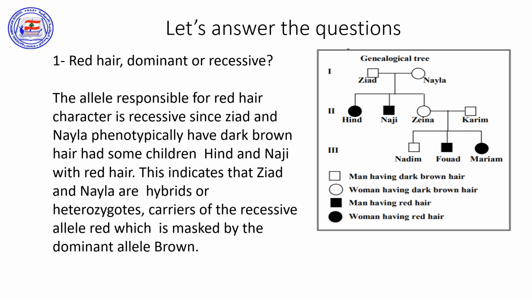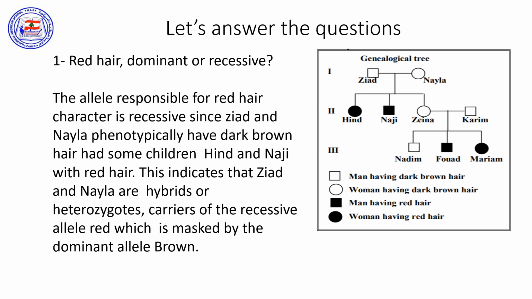Concerning the first question, whether the allele responsible for red hair is dominant or recessive, this allele is recessive. Why? If you look at the pedigree, you see clearly that Ziyad and Naila, the parents of Hind, Naji, and Zaina, have dark brown hair, but they have some children like Hind and Naji with red hair. This indicates that Ziyad and Naila are hybrids or heterozygotes, and they are carriers of the recessive allele red, which is masked by the dominant allele brown.